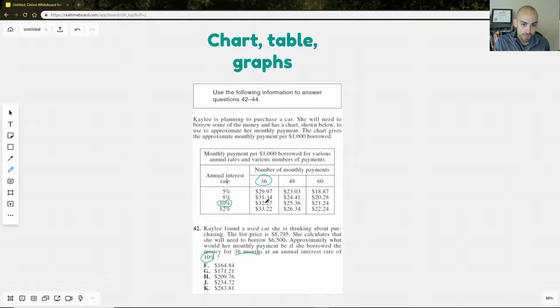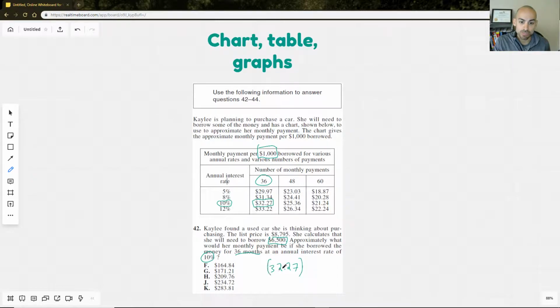If I play Battleship here, I realize that, bam, I'm at 32.27. But 32.27 is what you're paying every month for 36 months if she were to borrow $1,000. But she's not borrowing $1,000. She's borrowing $6,500.